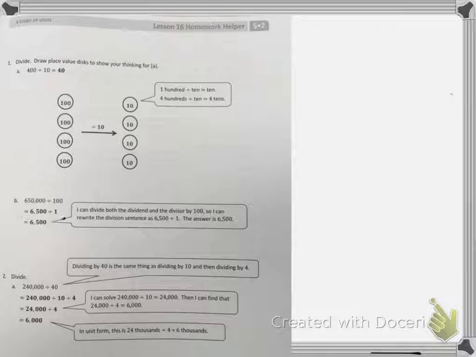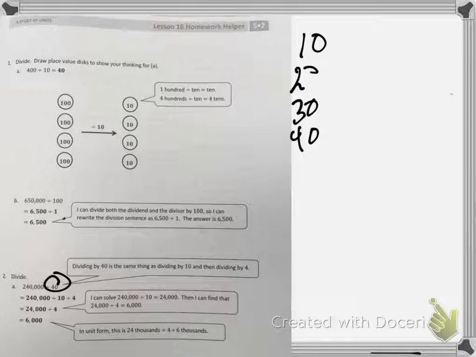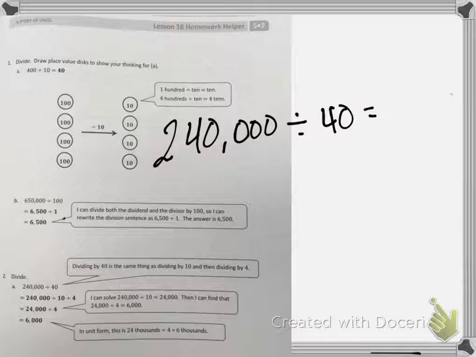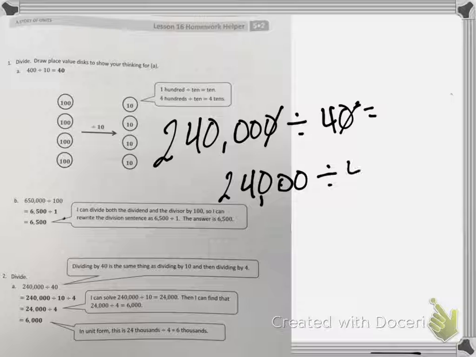Now, question number 2, it's going to add in multiples of 10. So we have multiples of 10 and 100. Like I was saying, multiples of 10: 10, 20, 30, 40, 50, 60, 70, 80, 90. And then multiples of 100 are 100, 200, 300, 400, 500, 600, 700, 800, 900, and so on. So if we're dividing 240,000 by 40, there's 2 ways you can think of it. You can still just drop off the zeros, and now I have 24,000 divided by 4.